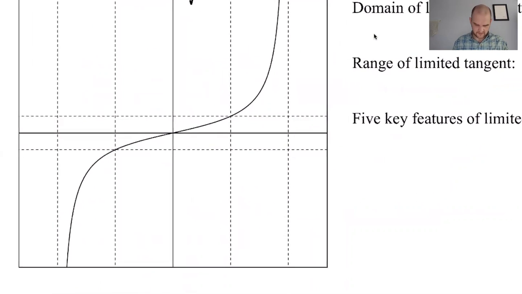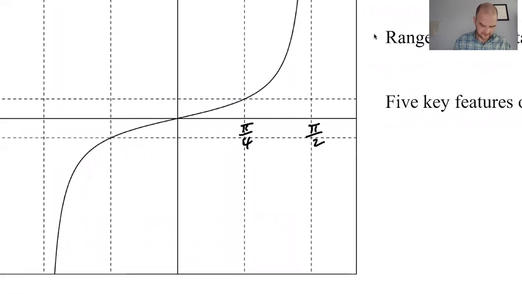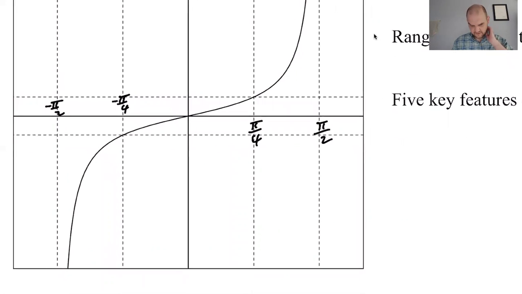So what do we have going on here? Well, this must be pi over 2. Remember, the period of tangent is pi. So for tangent you do pi divided by b, so the period is pi. The increment is the period divided by 4, so pi over 4. That's why we are counting by these things. And then this will be negative pi over 4 and negative pi over 2. I put those up there so they're not interfering.